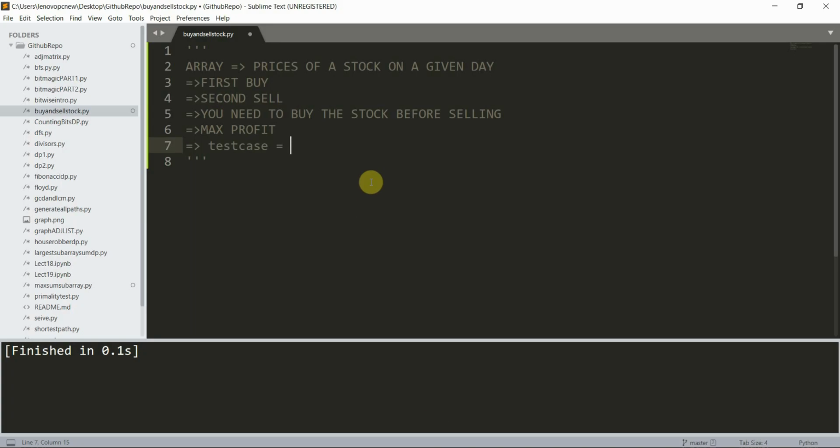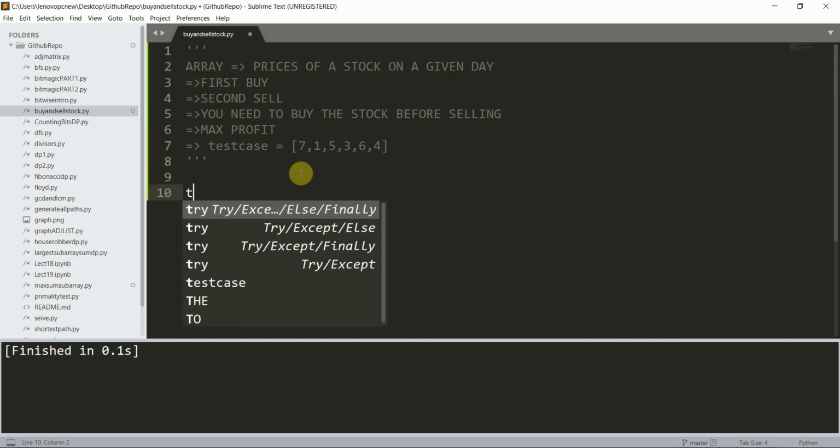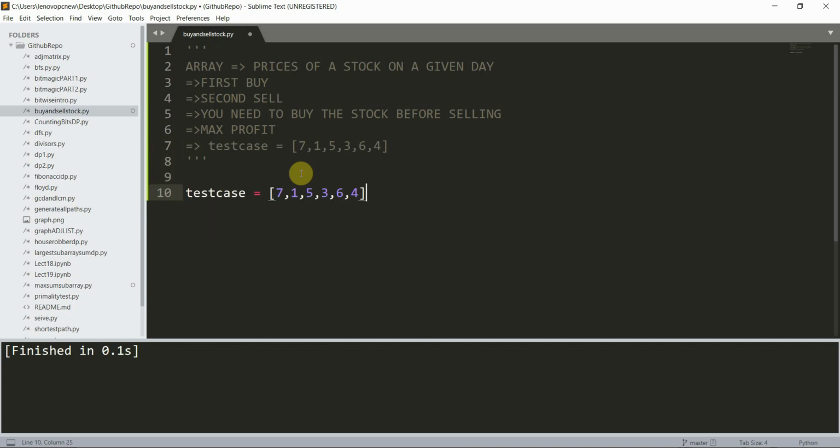Let's move with the problem. So let's move with the code. We have a test case, and I'll define a solve function which takes test case as a parameter. But first I'll solve this using time complexity of O of n square. That's the brute force solution.